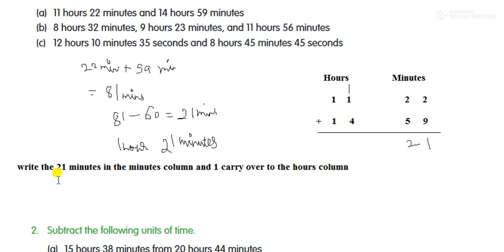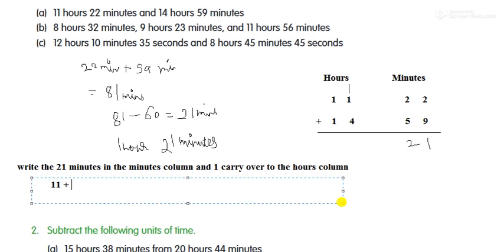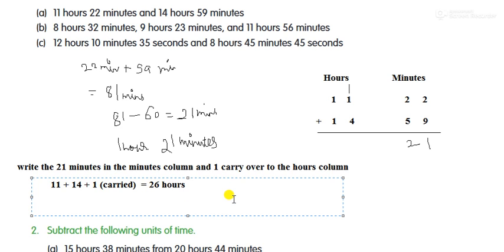Next, add the hours. Here 11 hours plus 14 hours plus 1 carried. So 11 plus 14 plus 1. 11 plus 14 is 25, plus 1 is 26. So it's 26 hours. Write 26 hours in the hours column.